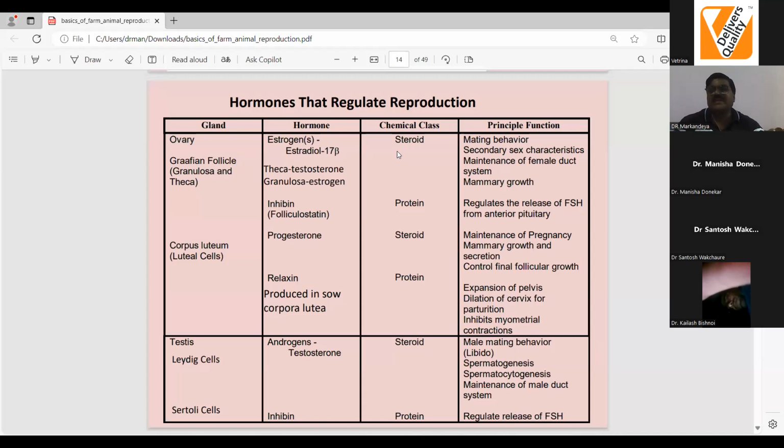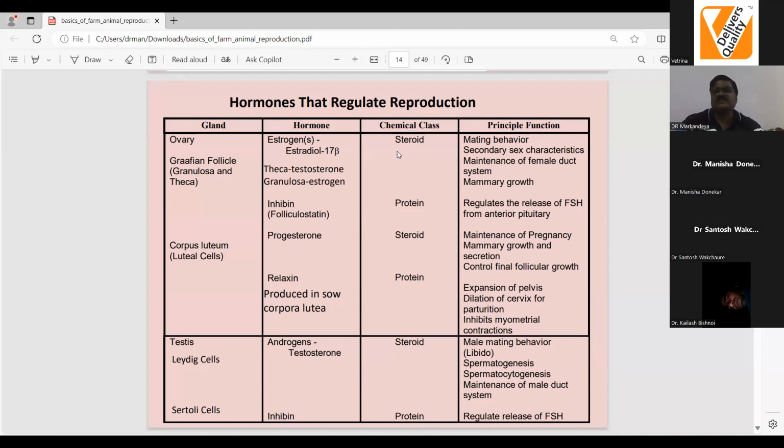Estradiol 17 beta, that is the source, that is the hormone basic activity, and that is with the ovary. Secondary sexual characters and estrous behavior are related with this. Estrogens are required for the growth and development of the reproductive system. This is also important, but the mammary gland system is also developed, particularly the tubular system is developed under the effect of estrogens.